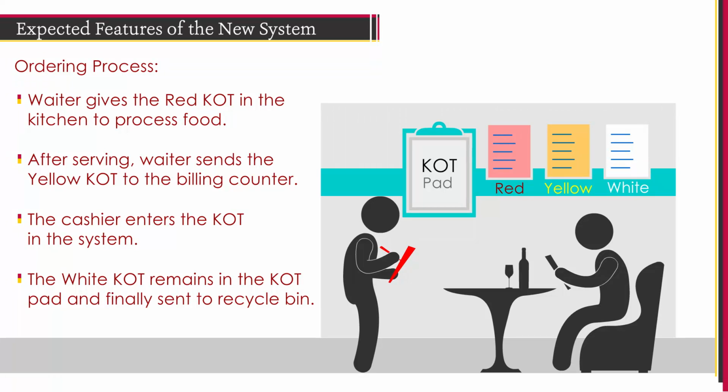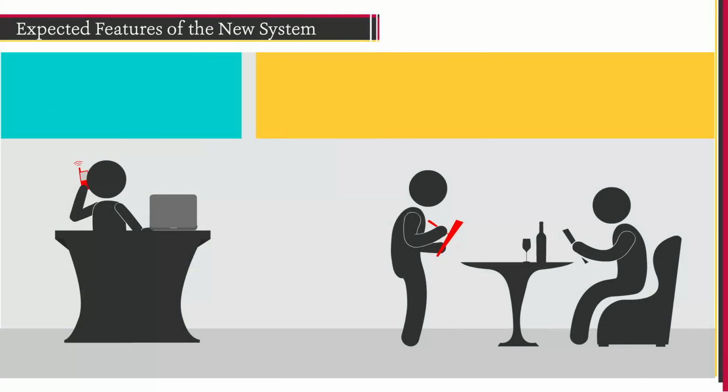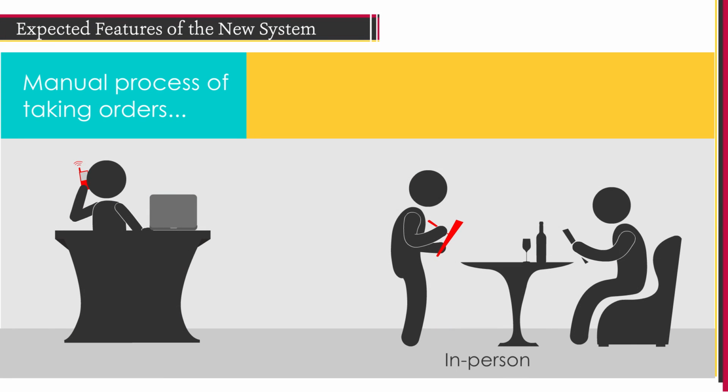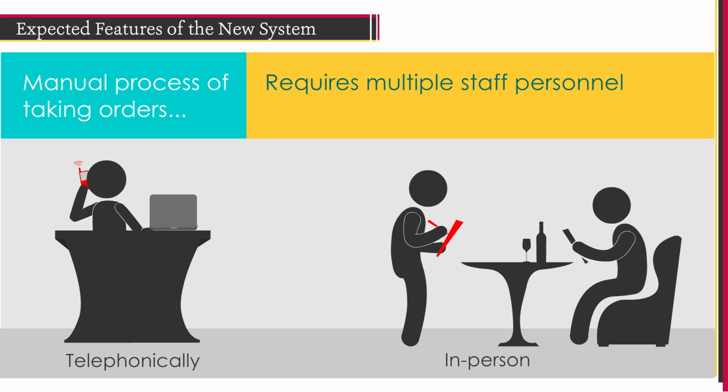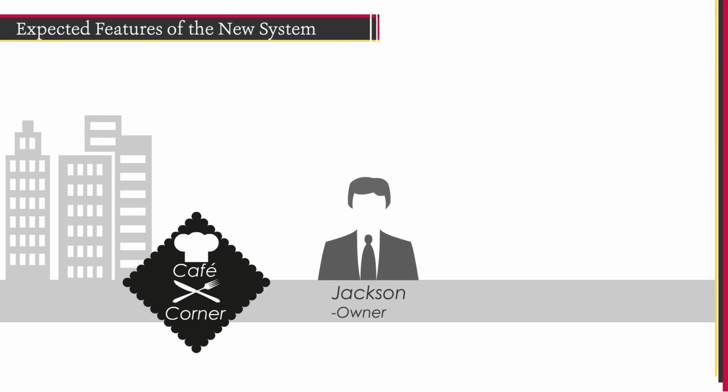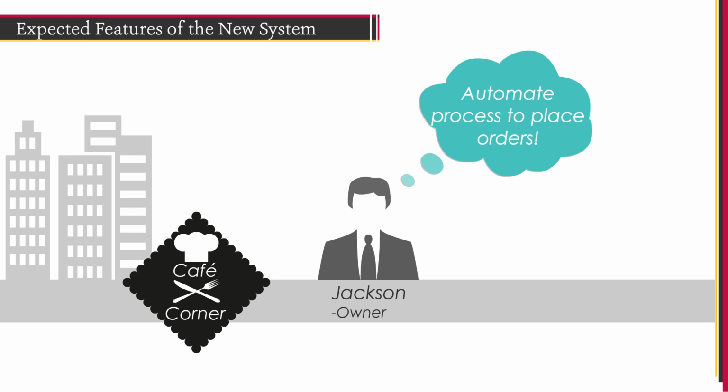There are certain issues with the existing system that need to be looked upon. Let us understand these. The manual process of taking orders in person requires a large number of employees. In addition, multiple staff personnel are recruited to handle the orders placed telephonically. To make things even worse, this manual process of taking orders is time-consuming and error-prone. To address this issue, the owner of Cafe Corner, Jackson, decides to automate the process by allowing customers to place orders over the internet before reaching the restaurant.